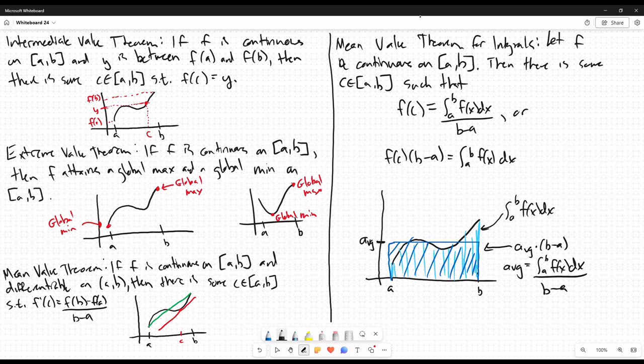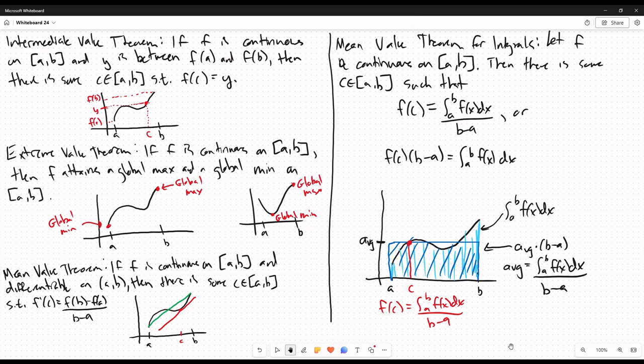Okay. And what the mean value theorem is saying is similar to some things that we've seen before. There has to be some point where f equals that average value, and that has to happen somewhere between a and b. So we're saying that at this point c, f of c equals that average value, which is the integral from a to b of f of x dx divided by b minus a. So that's what the mean value theorem is saying for integrals.